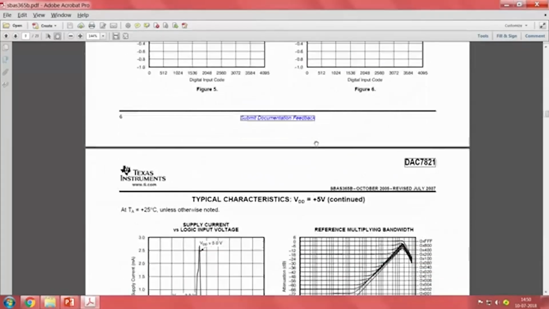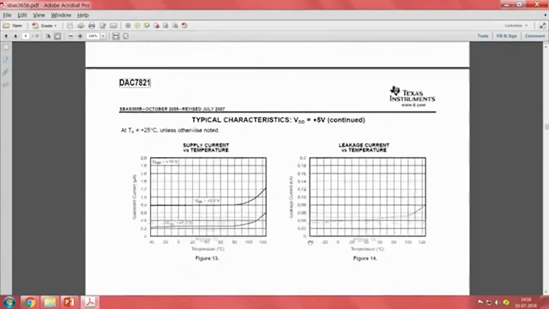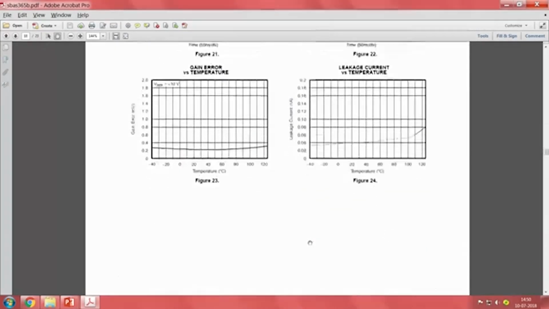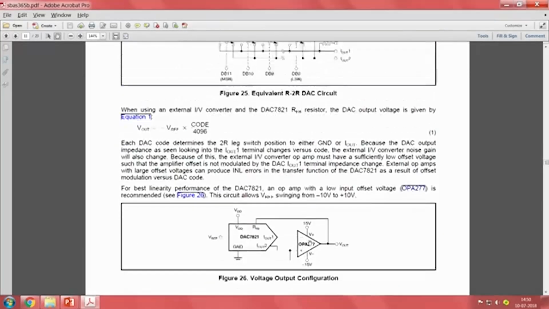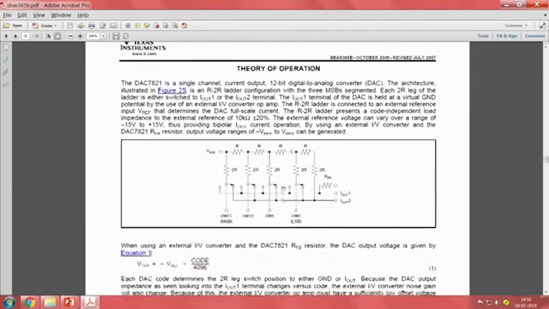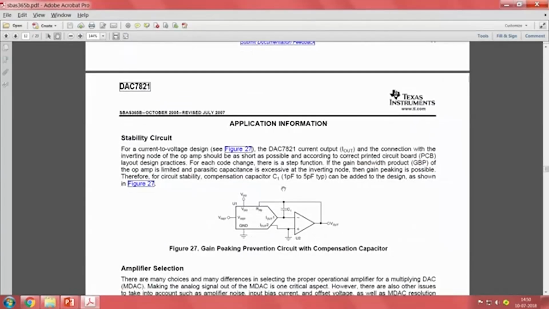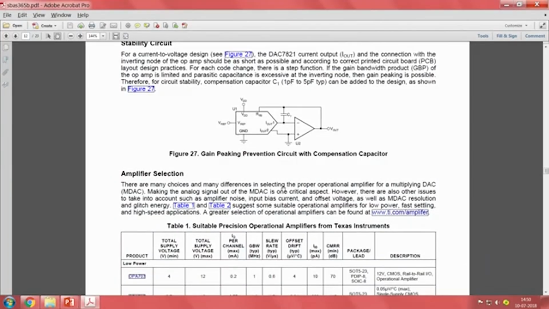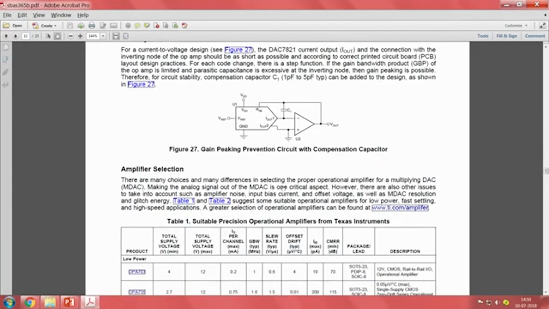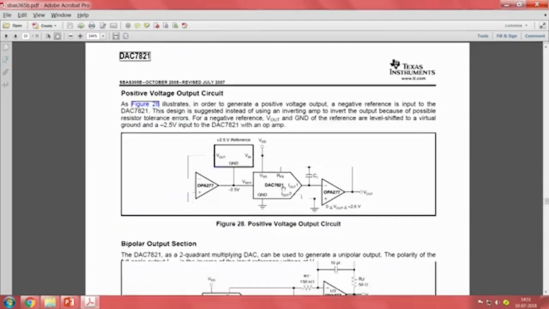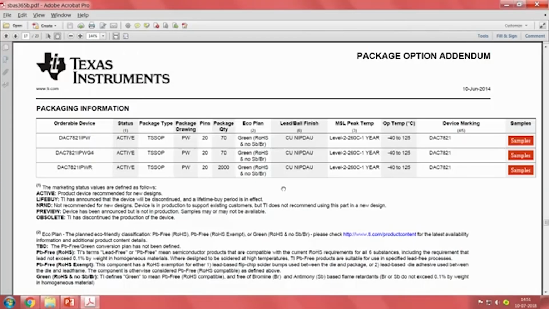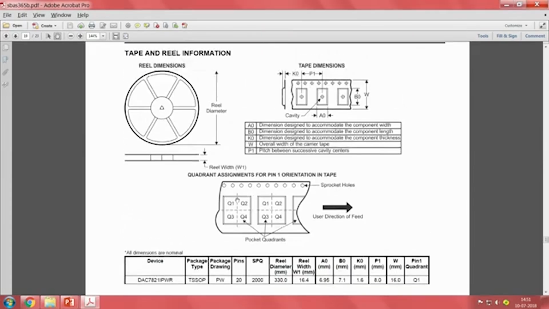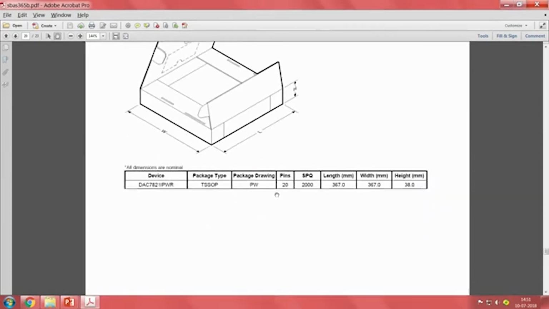Then you can glance through these curves if it's something you find interesting, correct. You need not spend much time on these curves, you can just quickly go through them. Then you can look at the typical applications, theory of operation, which you would already be knowing, but application information will be something new to you. You can see if they have already given some typical application that you can borrow for your design. And then finally what is the part number you want, and in the engineering drawing you have to see the dimensions if you want to make a footprint on the PCB.